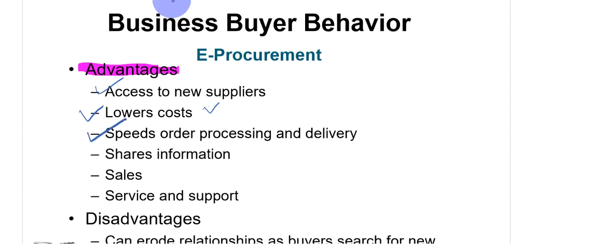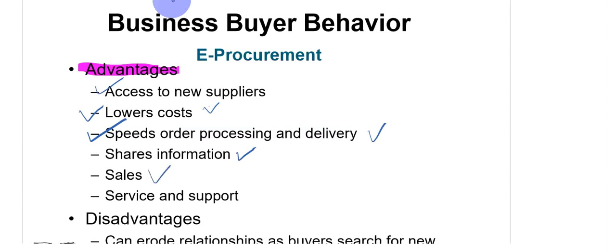Then it speeds order processing and delivery. In this regard, we have a very fast delivery mechanism of the organizations, and they provide us the product in very little time. Then they share the information. In e-procurement, all the information about the products is shared. Next, products are sold.